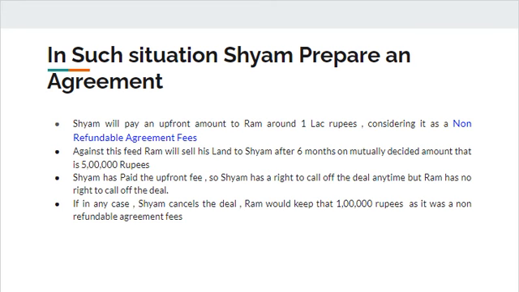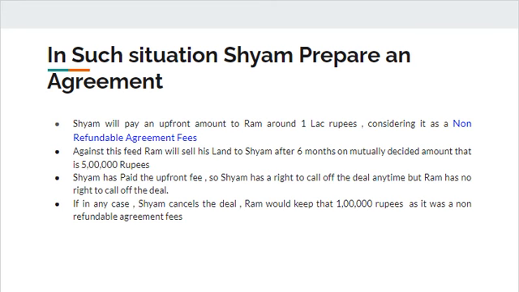He has paid you an amount, and being the seller, you cannot cancel. You got your 1 lakh rupees as a fee, which is non-refundable, so you cannot cancel the deal. Only Shyam has the right. You have to sell him the land if he wants it. Got it? So what kind of agreement is this?